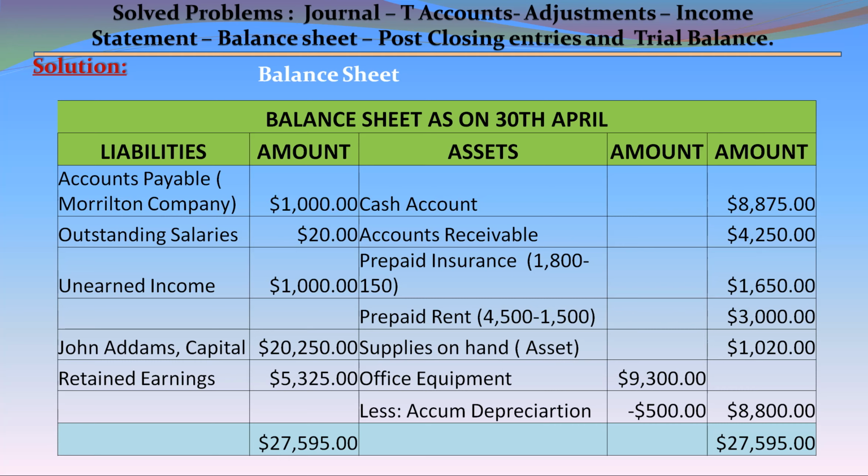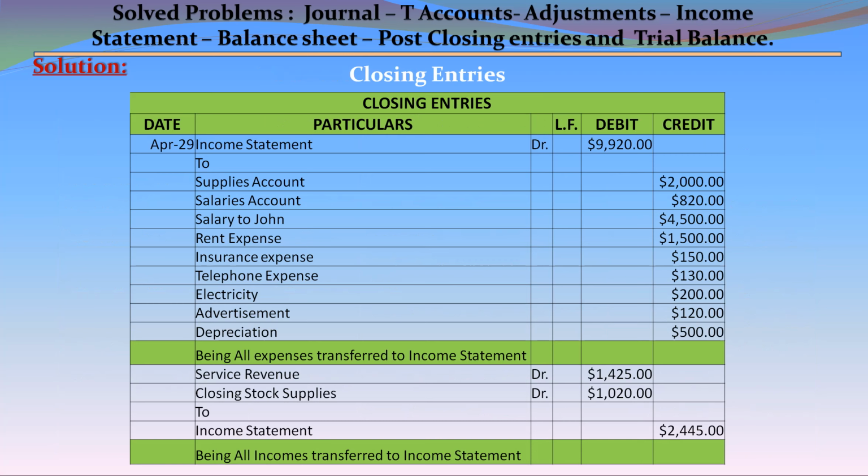On the liability side, accounts payable, marital company 1,000. Outstanding salaries to the part-time secretary $20. Unearned income 1,000. John Adams capital 20,250. Retained earnings from income statement 5,325. Total liabilities 27,595.